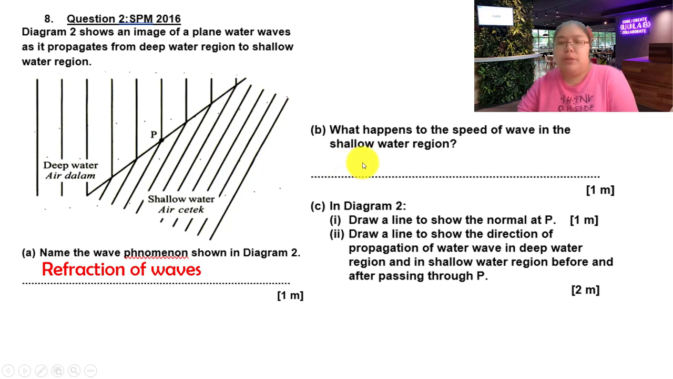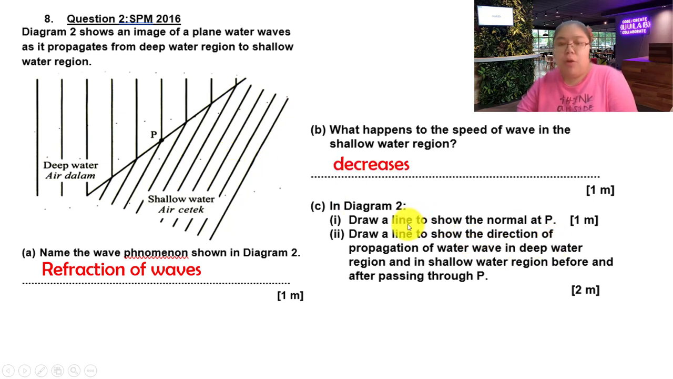What happened to the speed of the wave in the shallow water region? Shallow water region means this part. The speed should decrease.